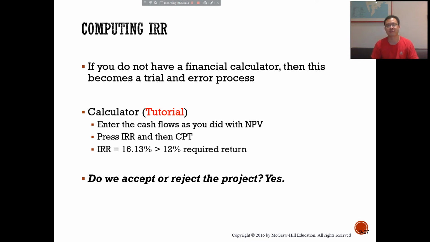Well, if you don't have a financial calculator, then this becomes a try and error process. Okay, you can calculate the IRR of the previous example, and you will find the IRR is 16%, which is higher than the 12% required return. So, do we accept or reject this project? Yes, we accept this project.